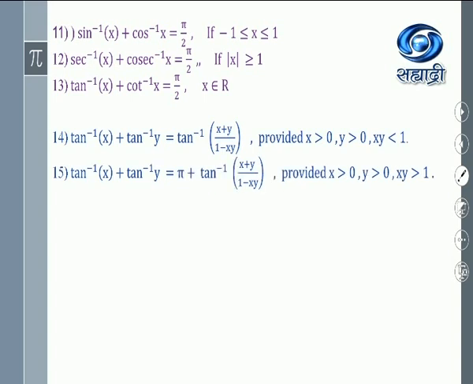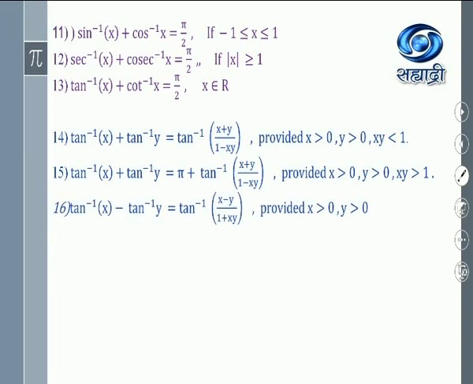Okay, the 15th one. Tan inverse x plus tan inverse y. We have the same addition of the inverse functions, but this is pi plus tan inverse of x plus y upon 1 minus xy. This condition also remains the same; the only change is the product xy is greater than 1. If this product xy is greater than 1, then tan inverse x plus tan inverse y is equal to pi plus tan inverse of x plus y upon 1 minus xy.